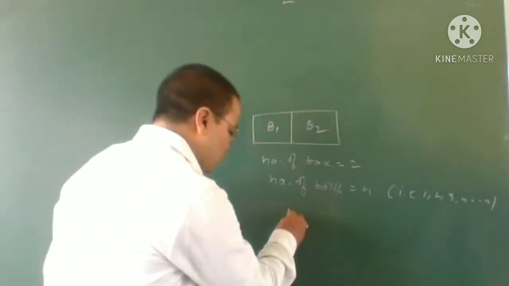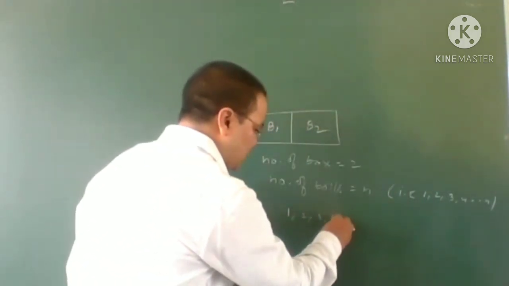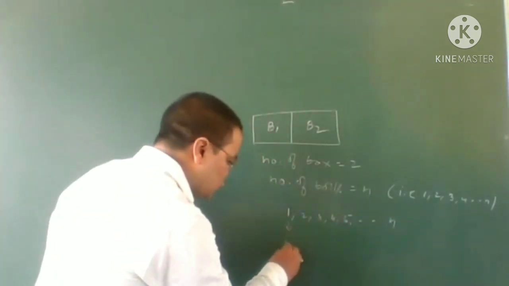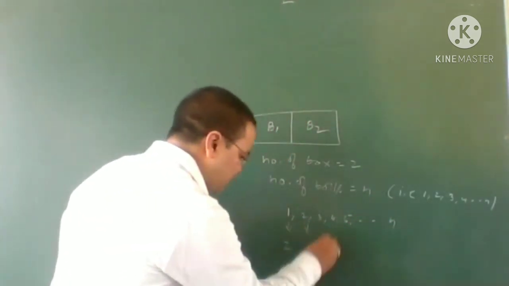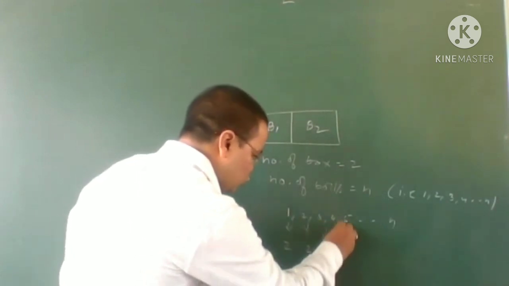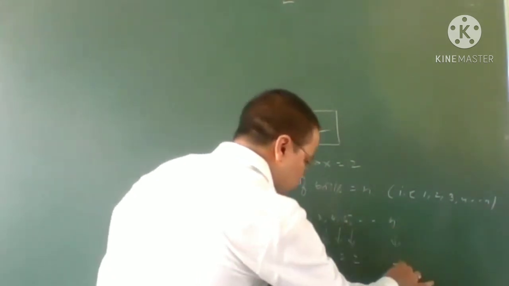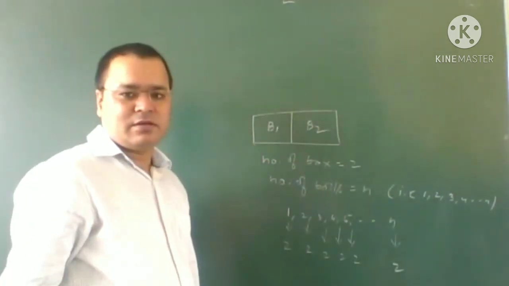It means here one ball, second ball, third ball, fourth ball, fifth ball, up to the 10th ball. For this we have two choices, for this also two choices, for this also two choices, and similarly for the nth ball also we have two choices. Getting?